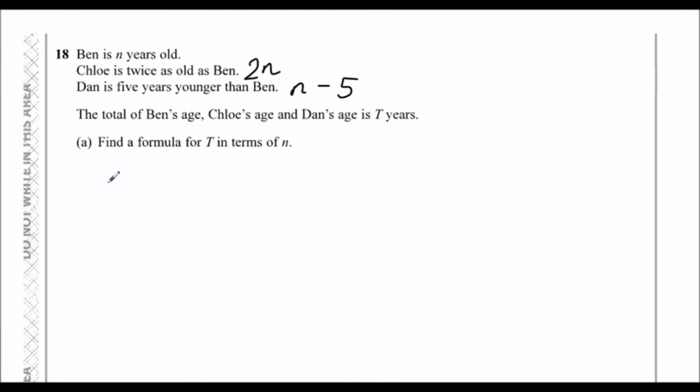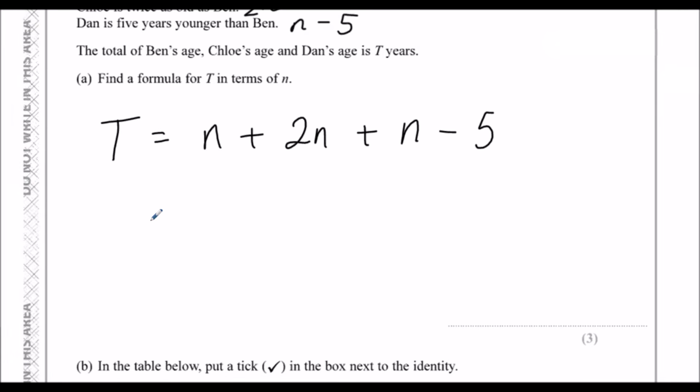So t, the total of their ages, is equal to Ben's age plus Chloe's age plus Dan's age. So to simplify this, we collect like terms. We've got 1n plus 2n's plus another 1n. 1 plus 2 plus 1 is 4. So we've got 4n's take away 5. T is equal to 4n minus 5.